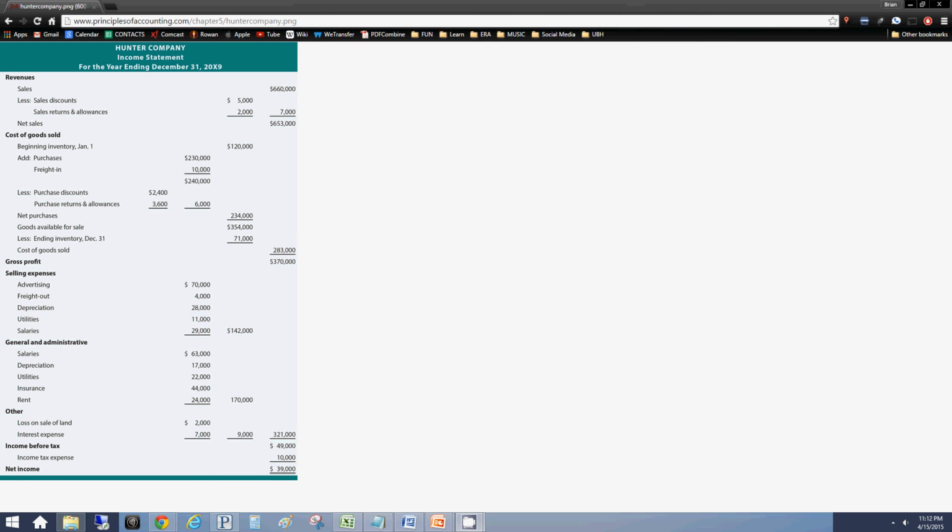Here's an example of an income statement. For example, a company has revenues minus cost of goods sold equals its gross profit, minus expenses, and then minus the tax equals your net income, which we will explain.